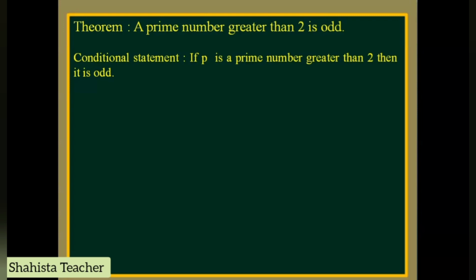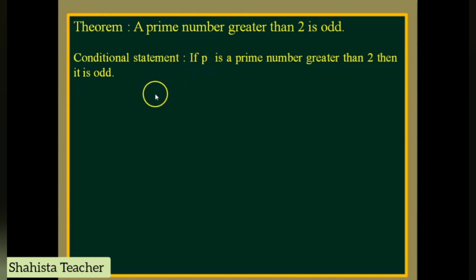Now here the conditional statement is like this: if p is a prime number greater than 2, then it is odd. Okay, so this thing we have to prove. So what will we write in our given? We will write p is a prime number greater than 2, and p is odd. So p stands for prime number. We will use p as a prime number, and we will not write prime number, we will write p.